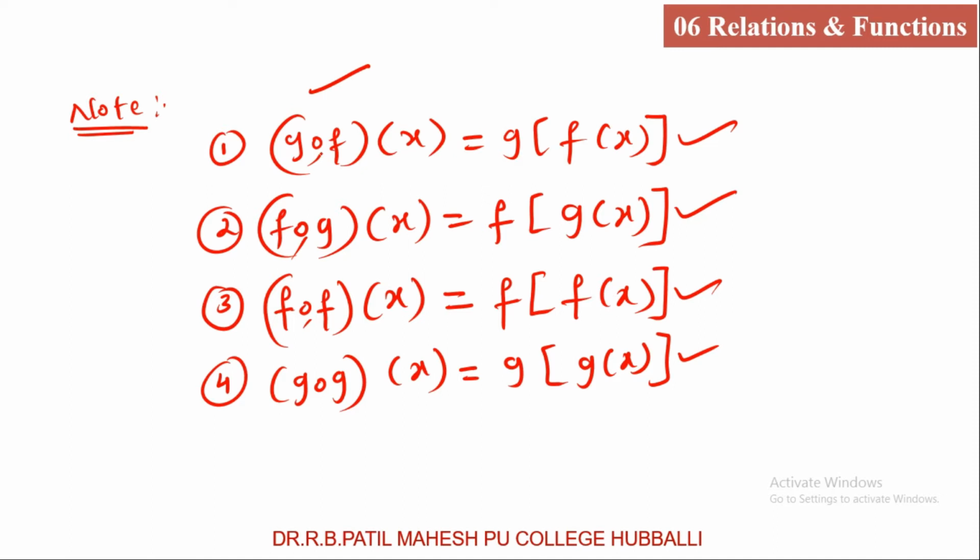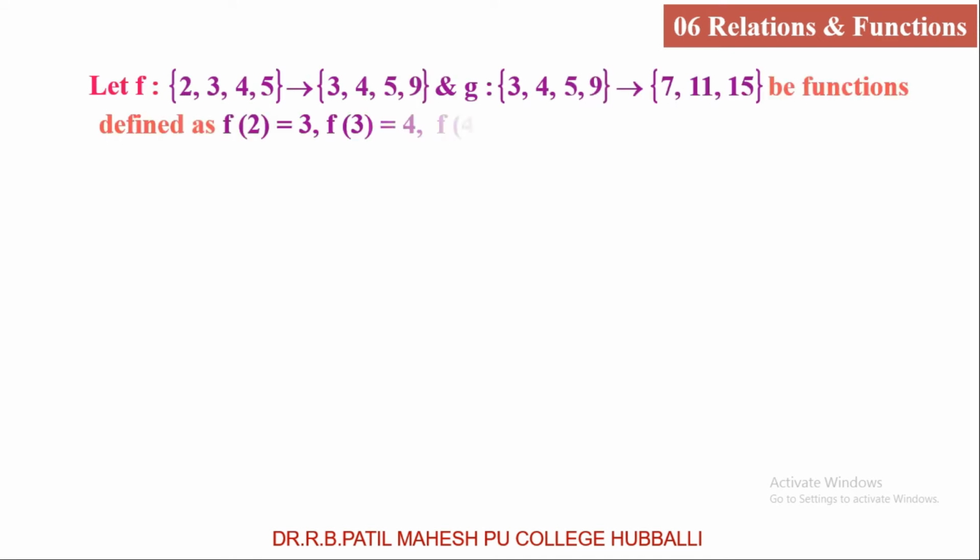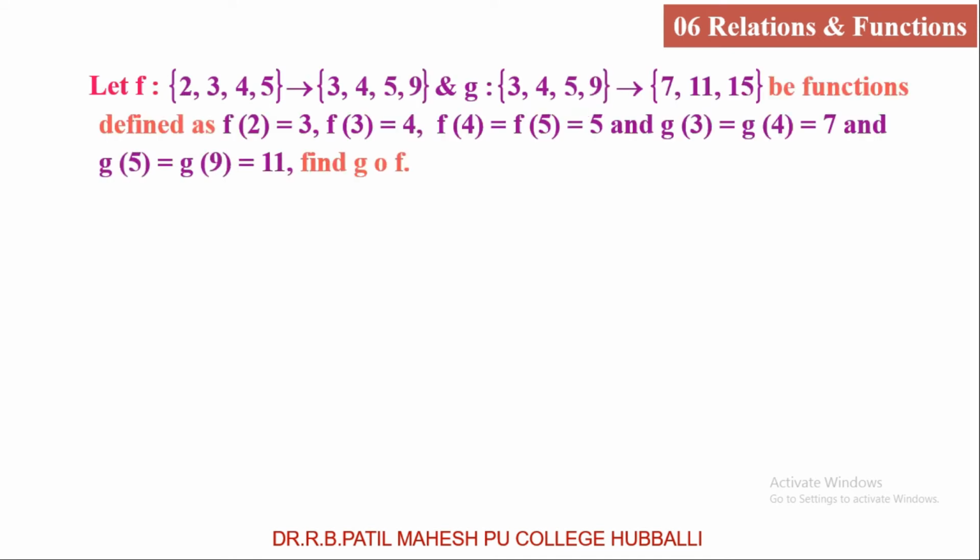The first one you read as composition of g and f. The second one read as composition of f and g. Third one, composition of f and f itself. Fourth one, composition of the functions g and g itself. So recall, remember always these 4 definitions of composition of function, students. Then we'll think of further examples, the basic examples.